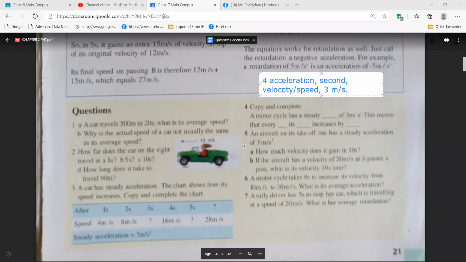Question 5. Can you read, Pongti? Pongti, can you read question 5?